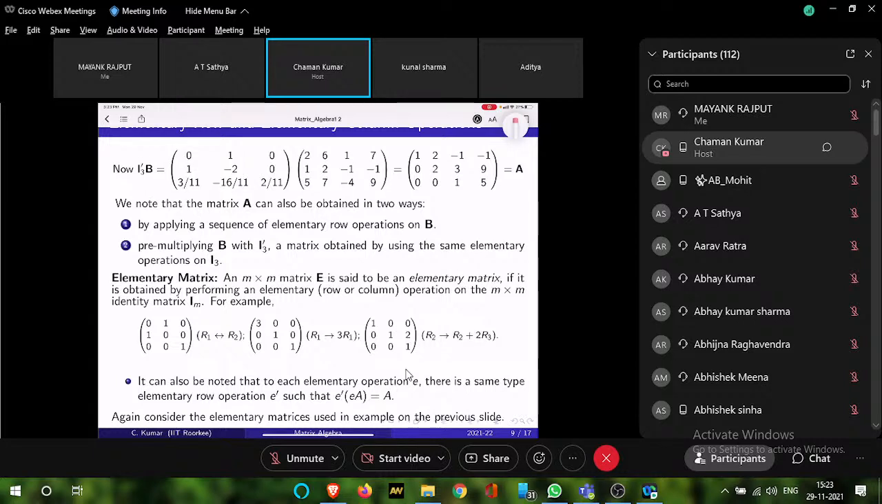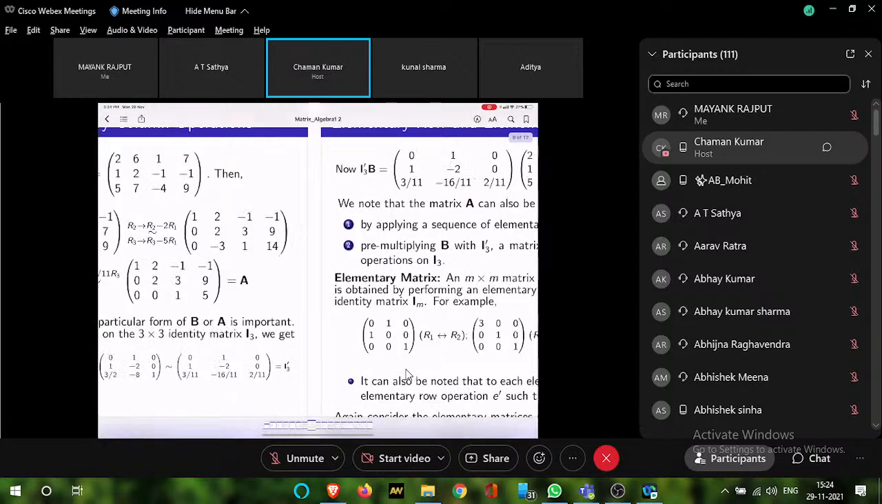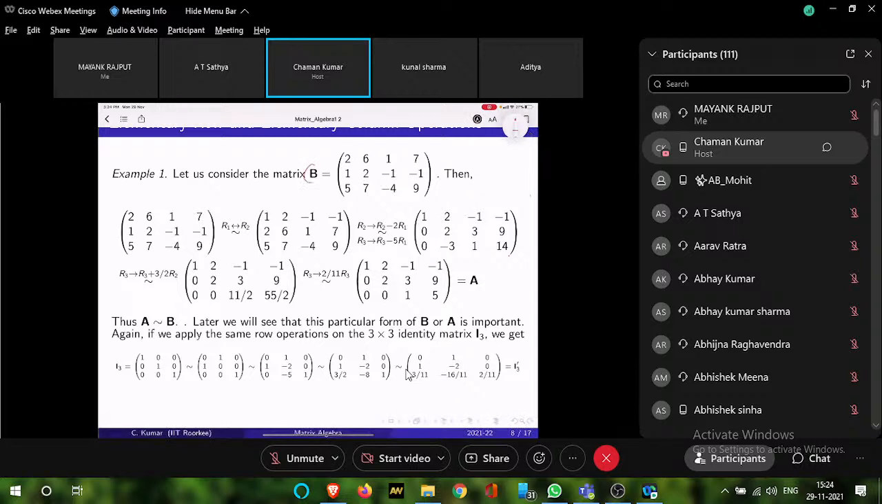Okay, now notice that the matrix that we obtained by this multiplication is the same as the matrix that we obtained by applying the elementary operations on the matrix B. This is exactly the same. We have this matrix B. We performed all these operations on the matrix B, and we obtained matrix A. Now we are doing the same calculation in a different way.